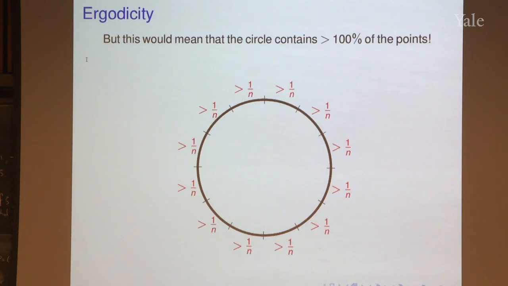And using that same logic, we could fill up the whole circle with n intervals of length 1 over n, each of which we're supposing has more than its fair share of points. But how could the whole circle have more than its fair share of points? That's saying that the circle would have greater than 100% of the points. But that's impossible. So our assumption that there was some interval that had more than its fair share of points had to be false. It led to something that just doesn't make any sense.